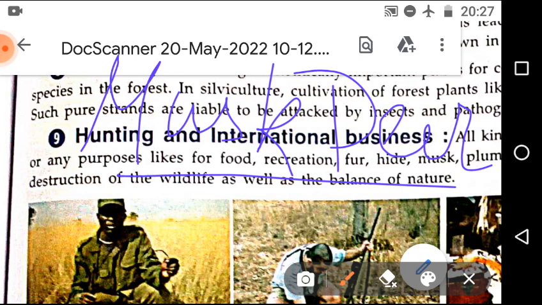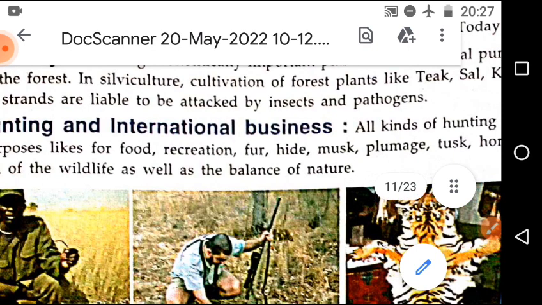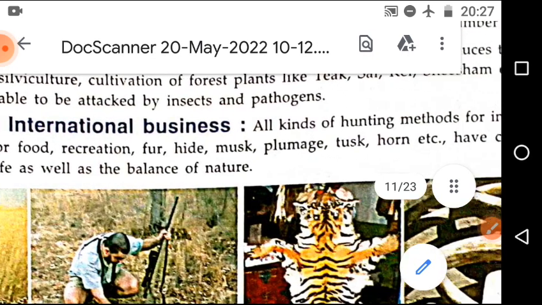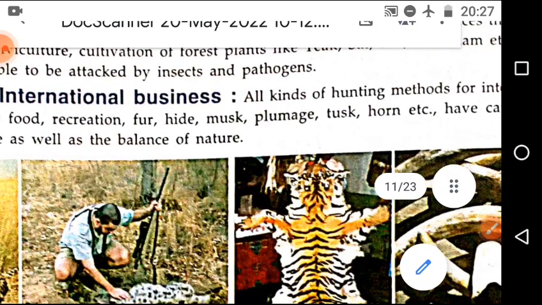Similarly, the tusks of the elephants are very costly. Then the skin of some animals like crocodiles, tigers, their price is very high in international business. You can get a high price. Now for recreation, for food, for hide, for mask, for plumage, for tusk, for horn, we are killing those animals, and that causes extinction of those animals.